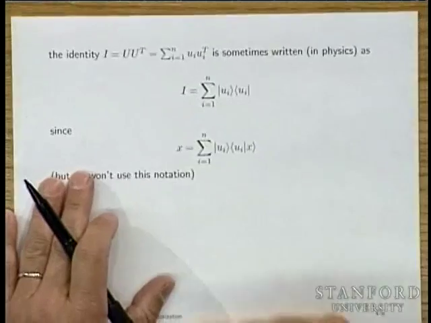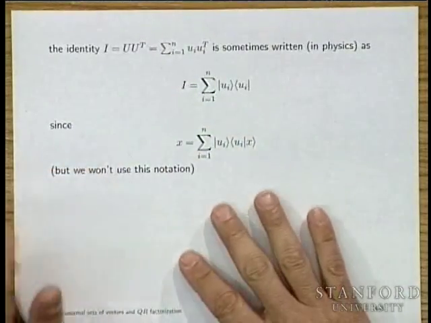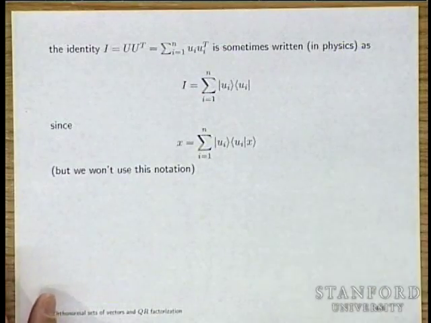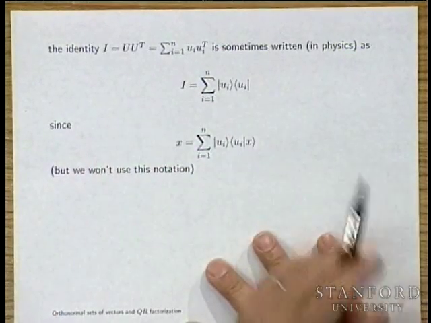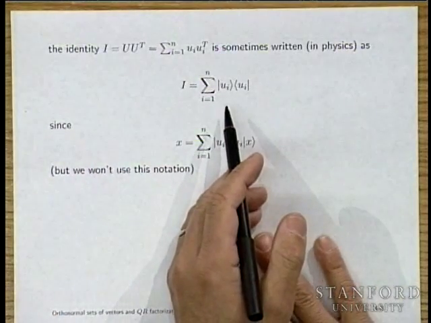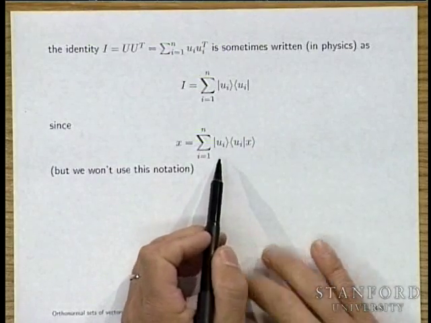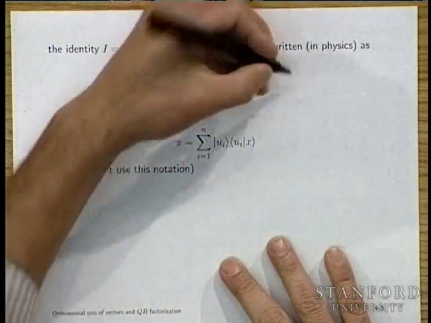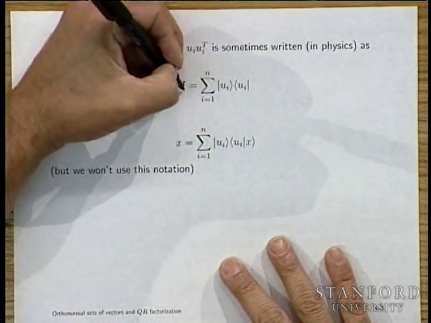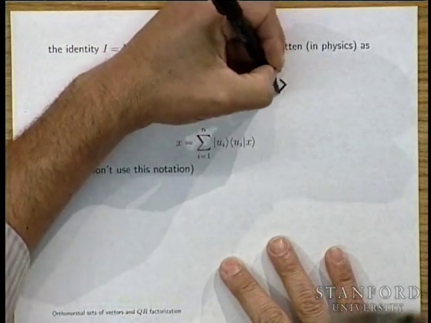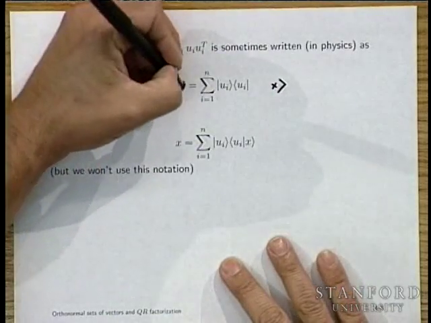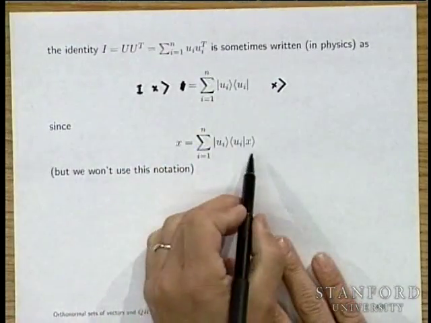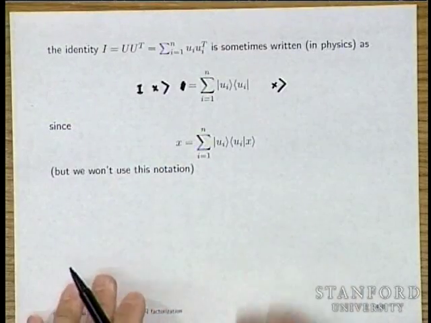Now, this identity, which is I equals u u transpose, this sum, there are lots of names given to it, but in physics it's sometimes written this way, mirroring this idea here. If you take x, you multiply this on the right by x like that. So I write I, and if I put this here, then you see it completes the inner product symbol here.